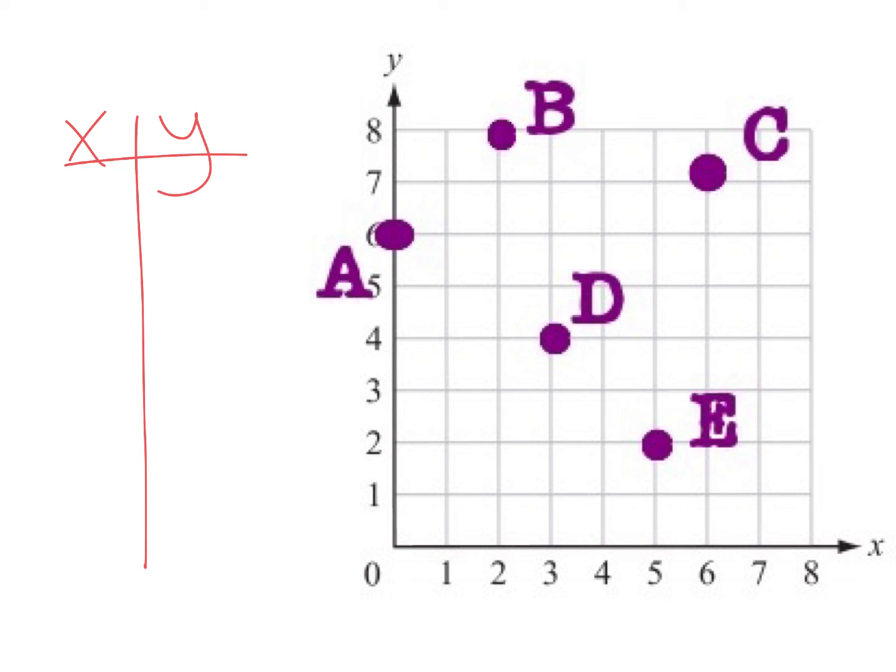Another way to think about it when you're labeling these is, if you were to recite your ABCs, X always comes before Y. So your X value is always first, followed by your Y value. Okay, so let's go in order here.